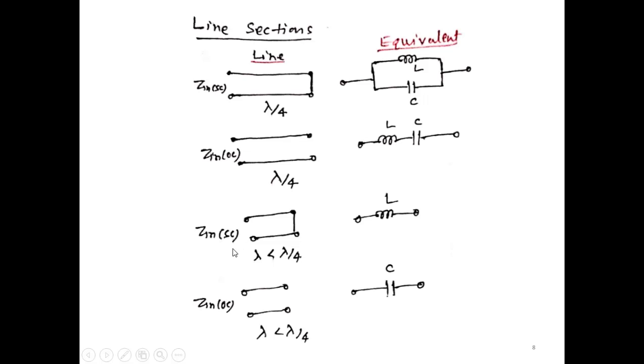Next, if the length of the given transmission line is less than lambda by 4, and you short one end and open the other end, this will act as an inductance. Again, if the length of the line is less than lambda by 4 and it is open at both ends, you measure the input open circuit from this side. This will act as a capacitor.